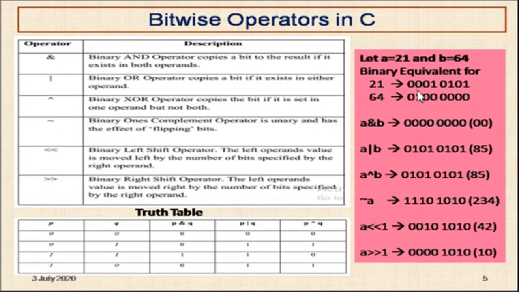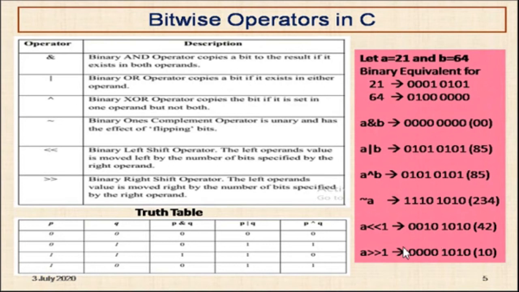Okay, because all the bits are shifted left by one bit. So what will happen? The leftmost 0s will be dropped, so that the remaining values are 0, 0, 1, 0, 1, 0, 1, and finally it will add 0.